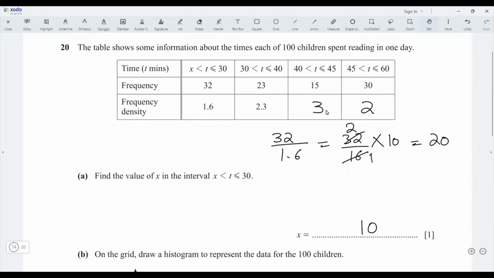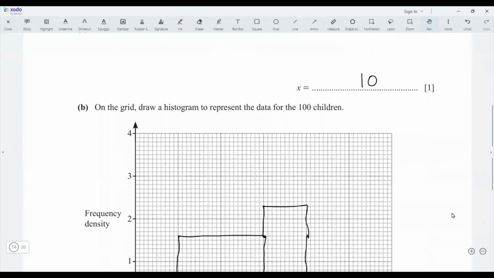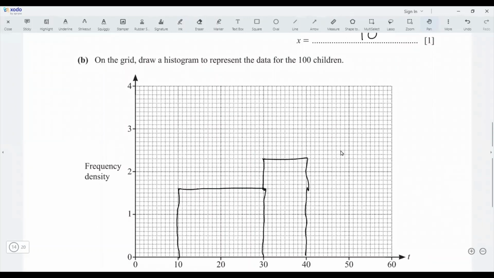What about the next one? Next one is 40 till 45 is 3. 40 till 45 is exactly 3. Where is 3 lying? So it is basically 5 units from here. 1, 2, 3, 4, and 5. So it is exactly lying here.